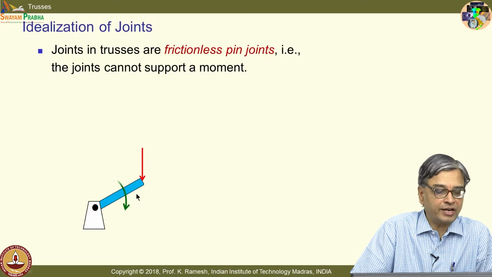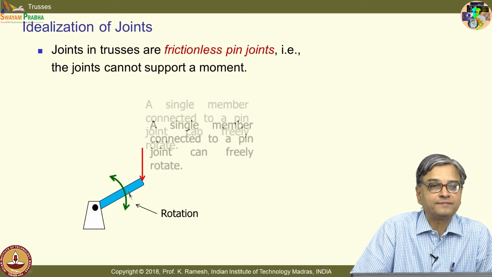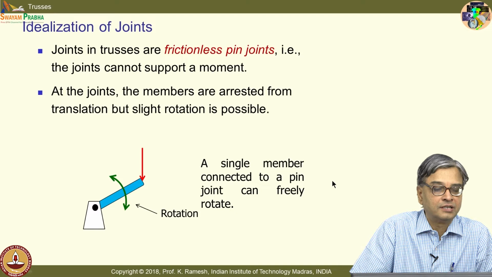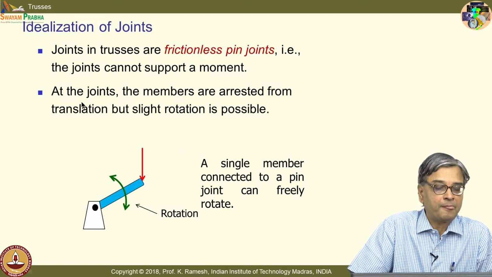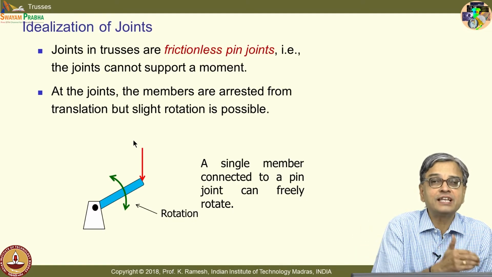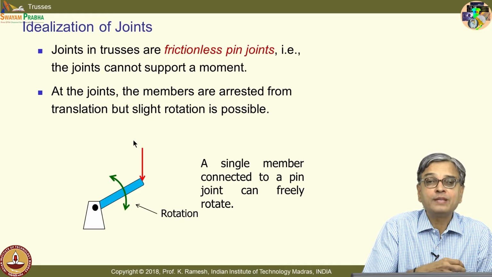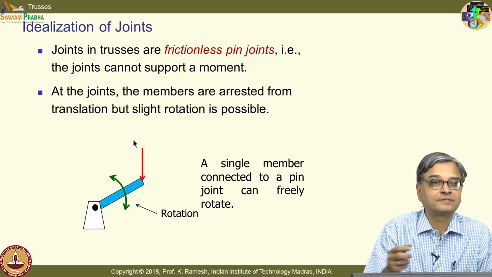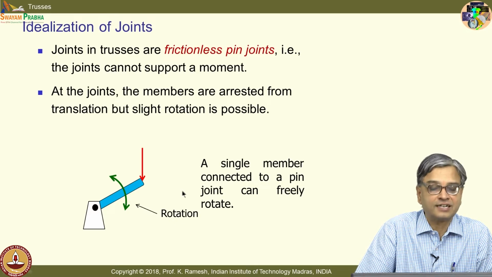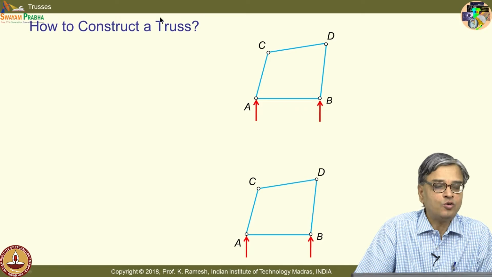When I have a pin joint, it can move very freely. A single member connected to a pin joint can freely rotate. It cannot support a load. However, when I have an array of members connected by pin joints, we would see what happens to them. How the members are connected is very important. So, what you recognize is, when you have a pin joint, the translation is arrested, rotation is not arrested, it is free to rotate. How to construct a truss?